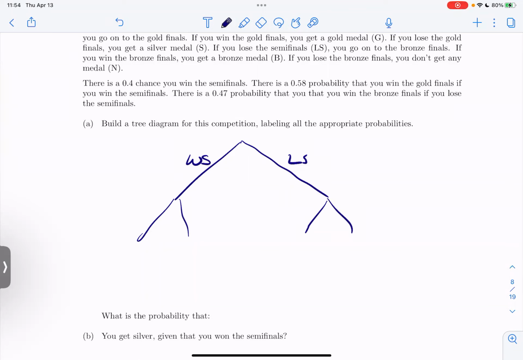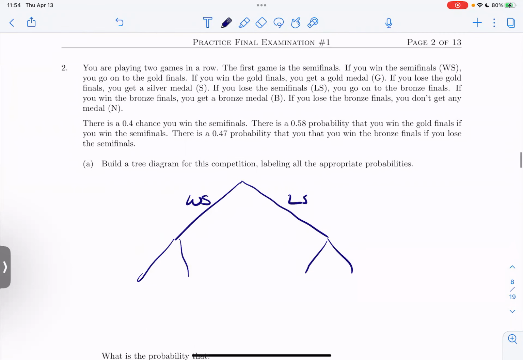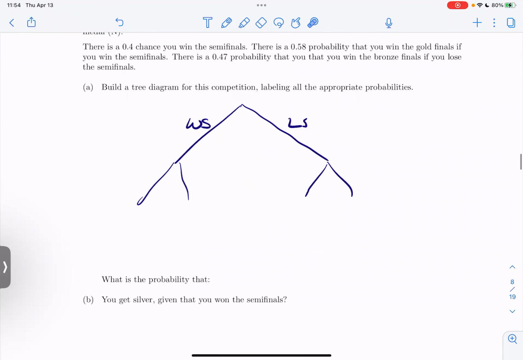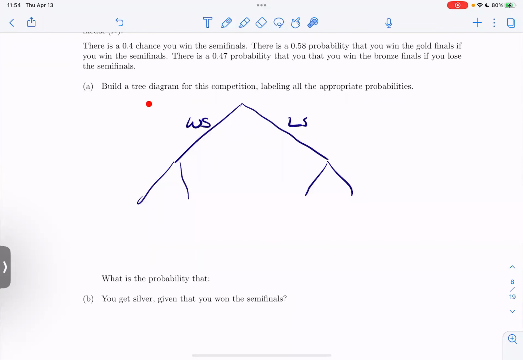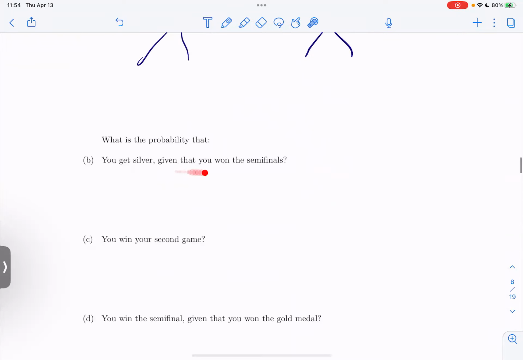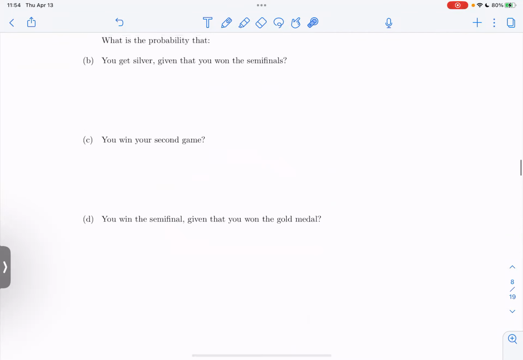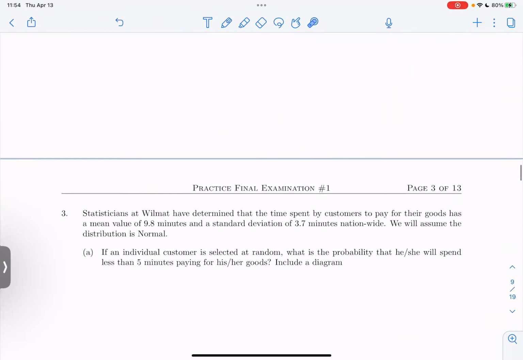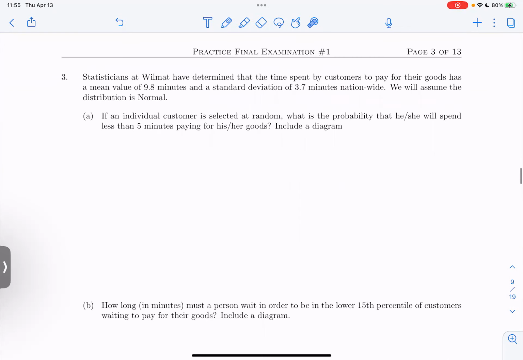Okay. But this is good for practice, especially reading these very confusing sentences and kind of sorting out the information, right? It'll all fall out, but yeah, so then you have to build a tree diagram, labeling all the appropriate probabilities, and then what is the probability that you win your second game, you get a silver, given that you won the semifinals, all that kind of fun stuff. Oh, it's all coming back to us. Okay.